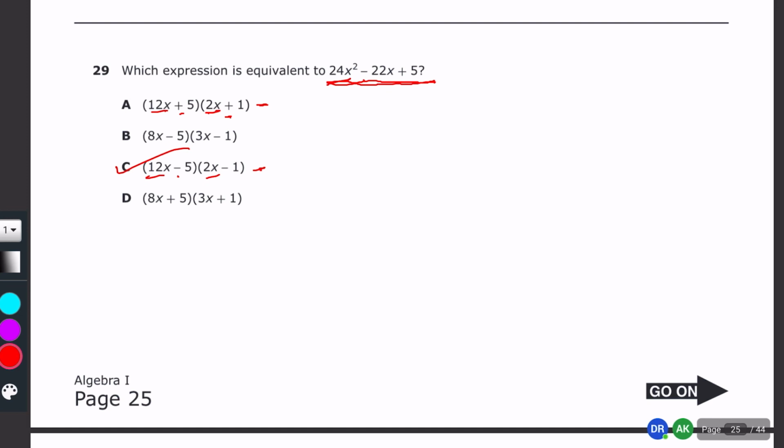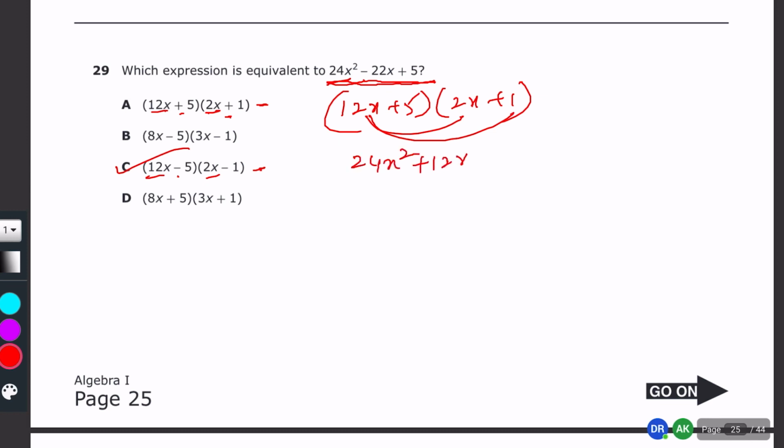If you want to check, you can multiply and see which expression is equivalent, between these two. Take 2x plus 1, and just do distributive. So you're getting 24x square plus 12x plus 10x plus 5. So you're getting 24x square plus 22x plus 5, but this is minus 22. So this cannot be the option over here.